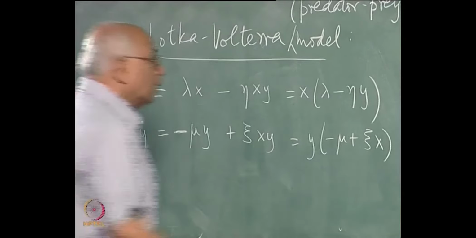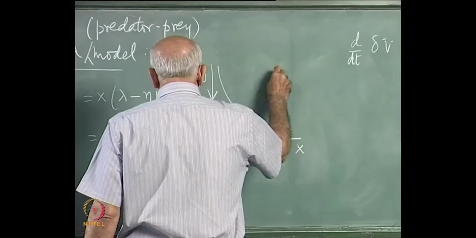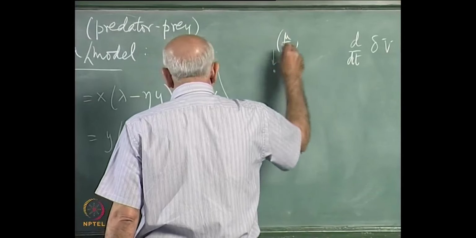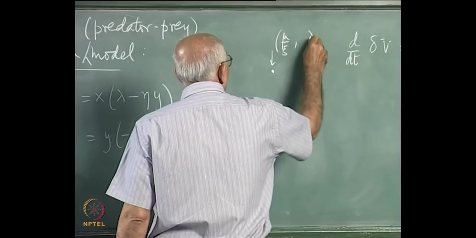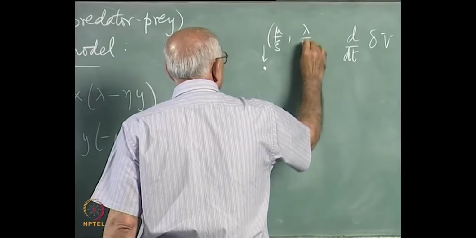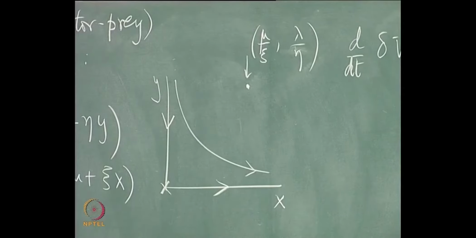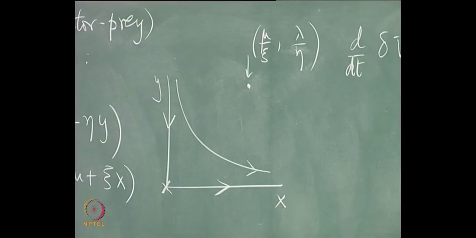It is quite clear there is another critical point somewhere here which is of the form mu over xi and lambda over eta. There is another critical point at that point, an extra critical point in the first quadrant.